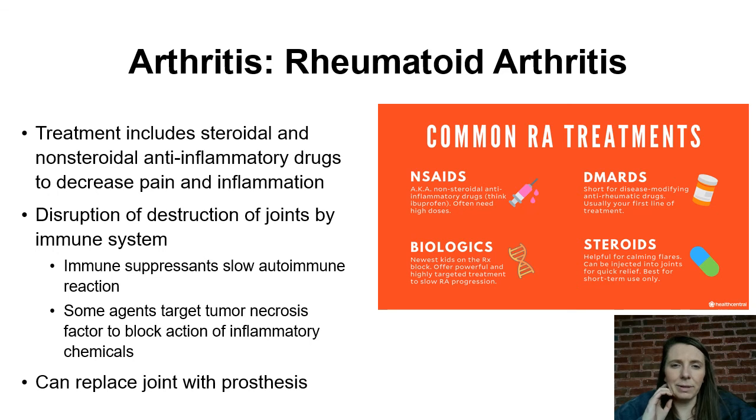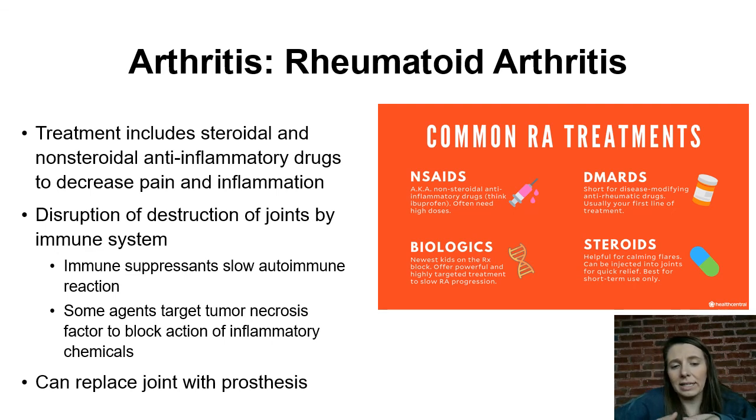So in terms of treatment for rheumatoid arthritis, this includes things like steroidal and non-steroidal anti-inflammatory drugs to decrease pain and inflammation. And also disrupting the destruction of joints by the immune system by having the person be on immunosuppressants to slow the autoimmune reaction.